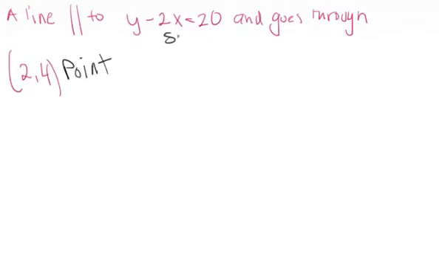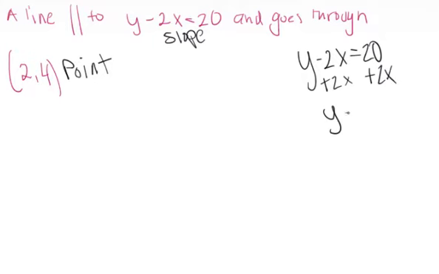If I can pull a slope from here, we can use point slope form. So that would be my first step. y minus 2x equals 20. I'll go ahead and add 2x to both sides, and I get y equals 2x plus 20, and my slope is going to be right here.